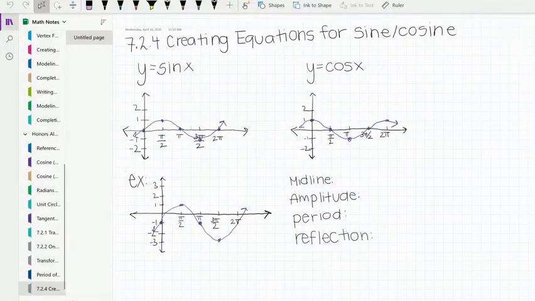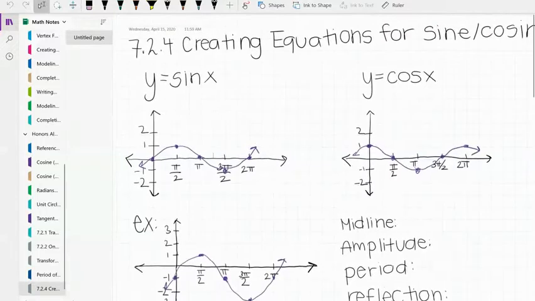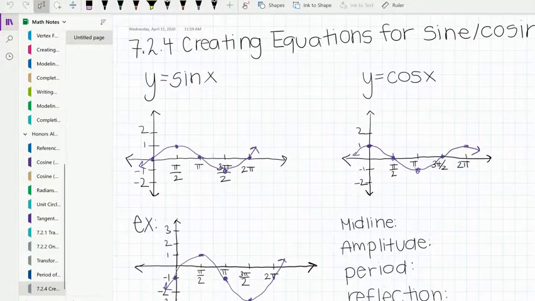Okay, so we're going to be doing 7.2.4, which is creating equations for sine and cosine graphs. At the top of the screen, we have just the parent functions for sine and cosine, as a refresher. And keep in mind that we talked about this in our office hours today, but you can actually create a sine or cosine equation for either sine or cosine graph, if that makes sense.